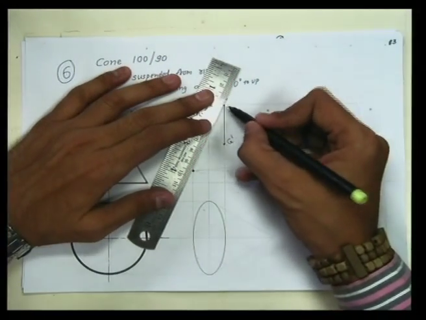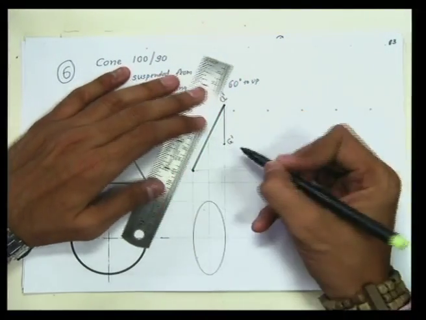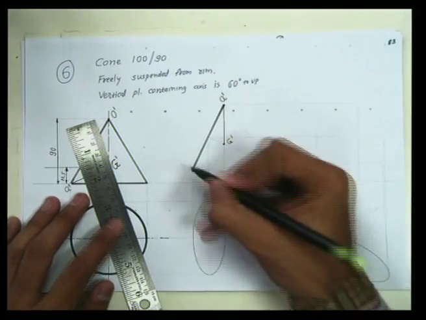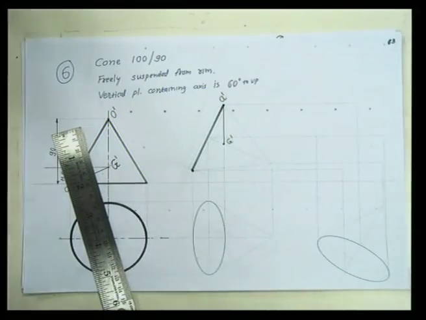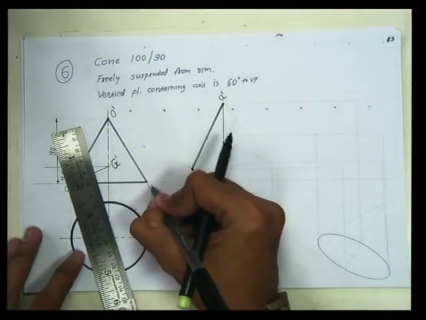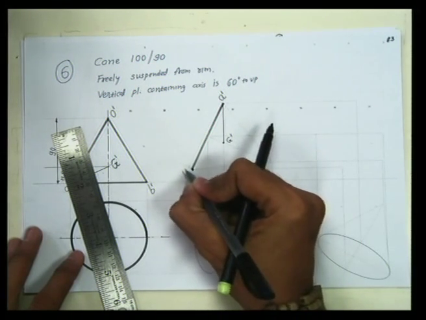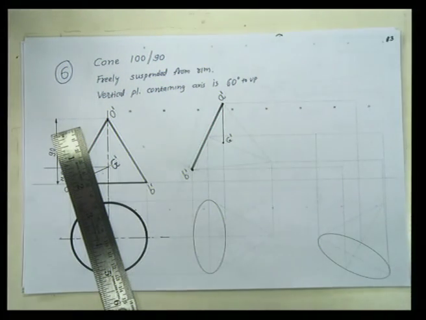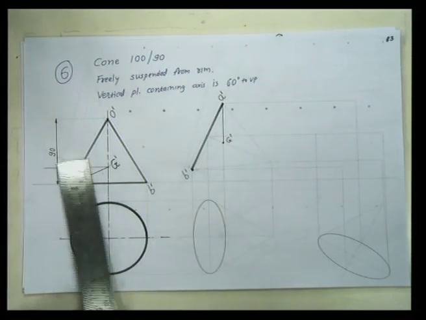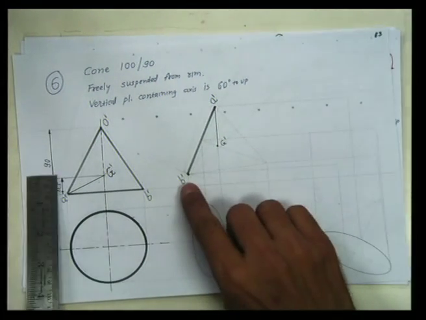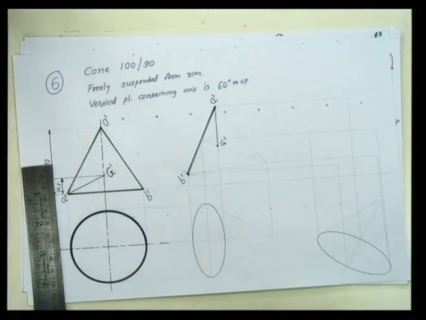So join that point with A dash like this. So this is our point. So this is point B dash, and point B dash would be somewhere here. With the same exercise, you can locate point this A dash, B dash, this O dash.